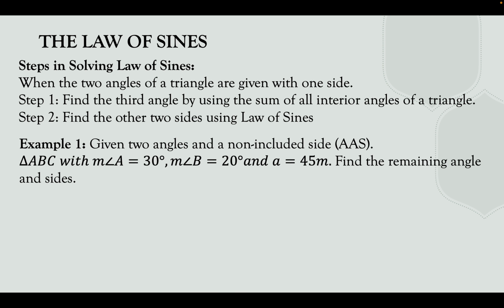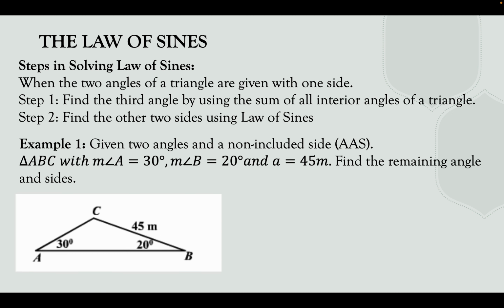Let's have an example. Given two angles and a non-included side, we have here angle angle side. Triangle ABC with the measurement of angle A equal to 30 degrees and the measurement of angle B is 20 degrees. And our side a, we have 45 meters.